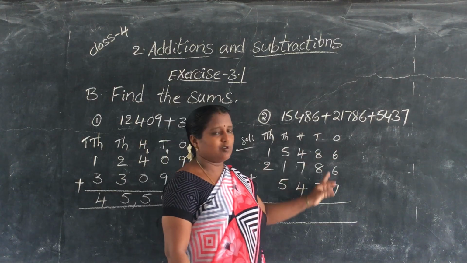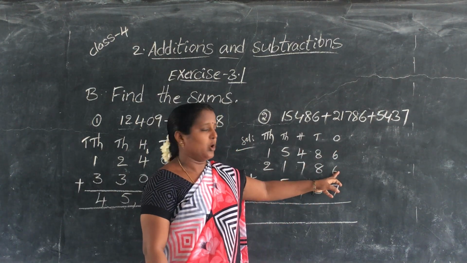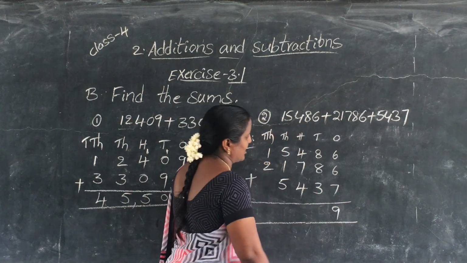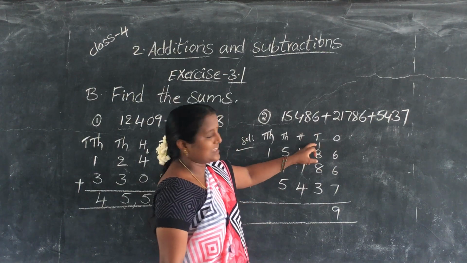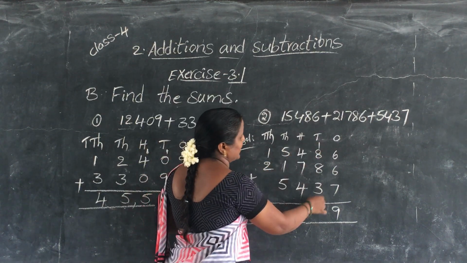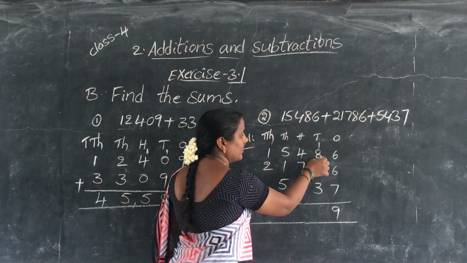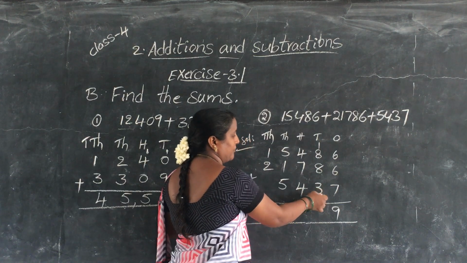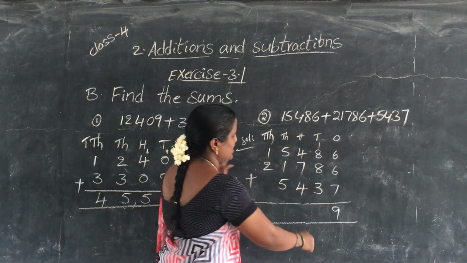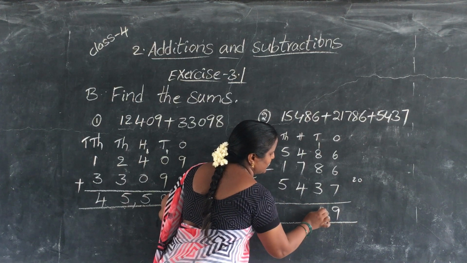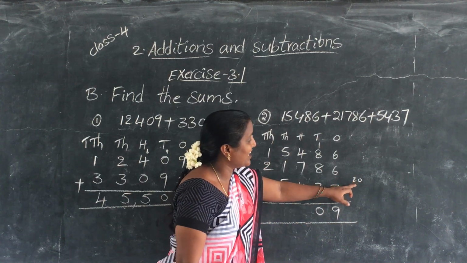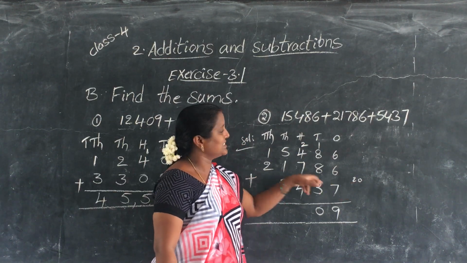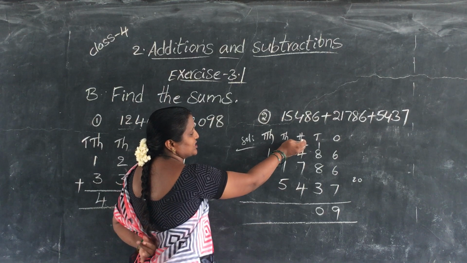So first we have the ones. 6 plus 6, 12. 12 plus 7, 19. So first we write 9 in the ones column. 1 ten carry over. 1 ten in the tens column. Next we add tens. 1 plus 8, 9. 9 plus 8, 17. 17 plus 3, 20. So 20. You write 0 in the tens column. Next carry over 200 in the hundreds column. 2 means in the hundreds place the carry over here.